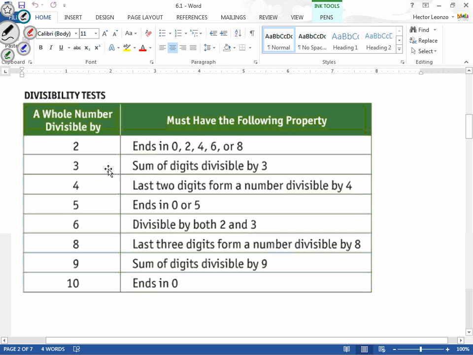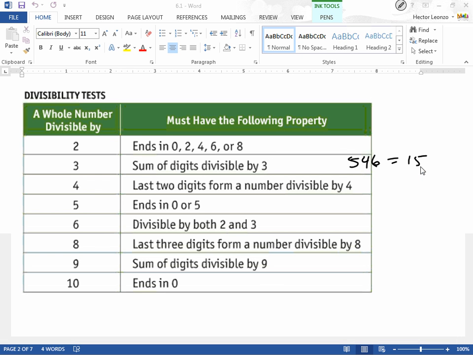A number is divisible by 3 if the sum of its digits is divisible by 3. As an example, let's say I have the number 546. I want to know if it's divisible by 3. If I add the digits, 5 plus 4 plus 6, I get 15. 15 is divisible by 3, so 546 is divisible by 3. That means I could go 3 times something. 3 is a factor of 546.